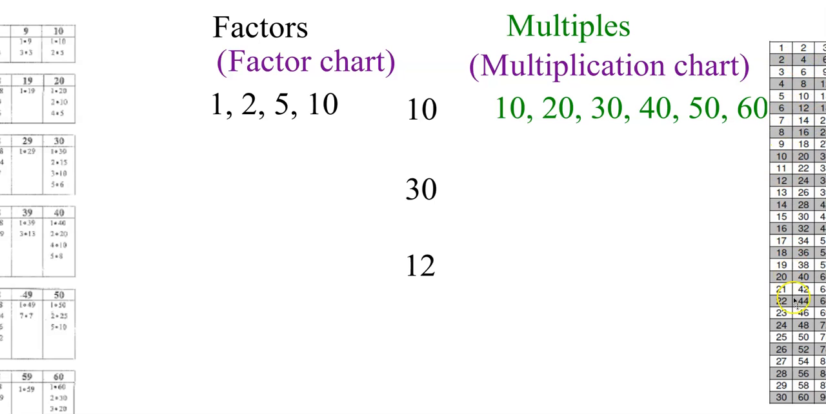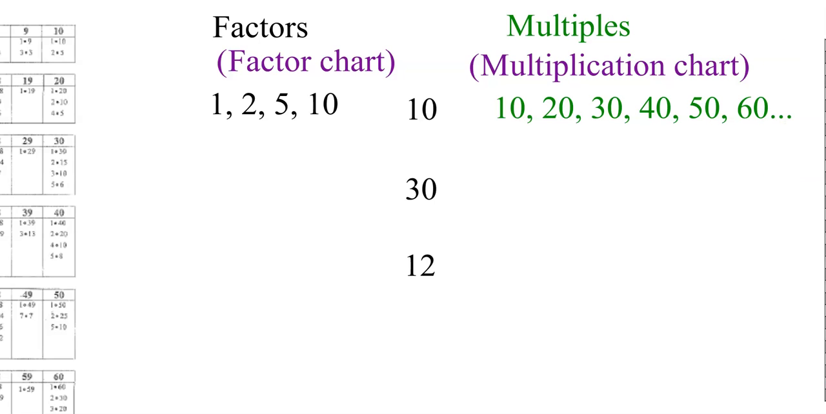I'm trying to move the multiplication chart back. Okay, so notice I've got the 3 dots. They go on forever to infinity. There are so many multiples. I'm not going to write them all. But guess what? I can write all the factors.